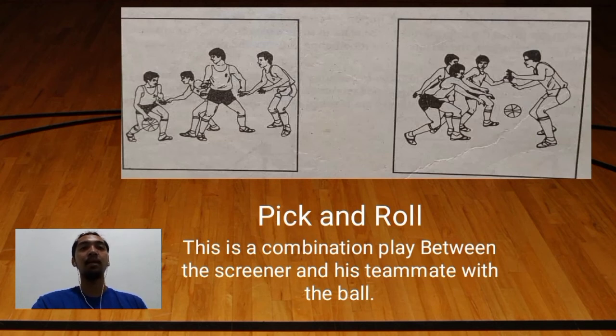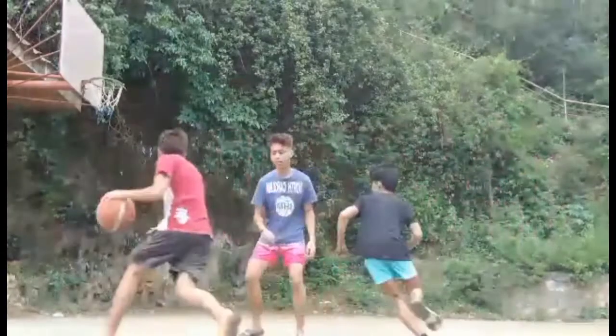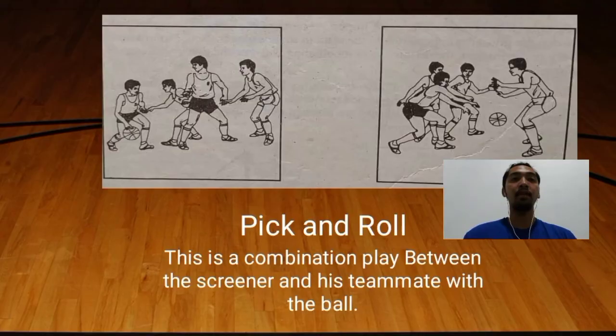Pick and roll. Pick and roll is a combination between two players, the screener and his teammate with the ball. So this is the example of pick and roll. The difference between a common screen and a pick and roll is that in a pick and roll, the screener will roll to the basket and usually his teammate will pass the ball to him.